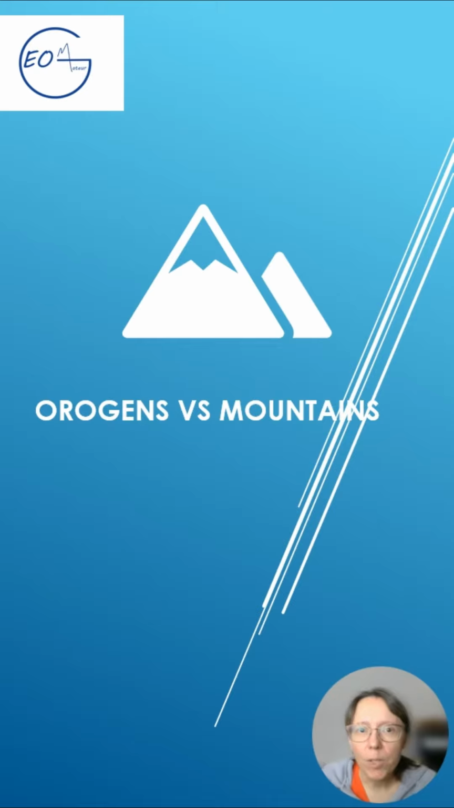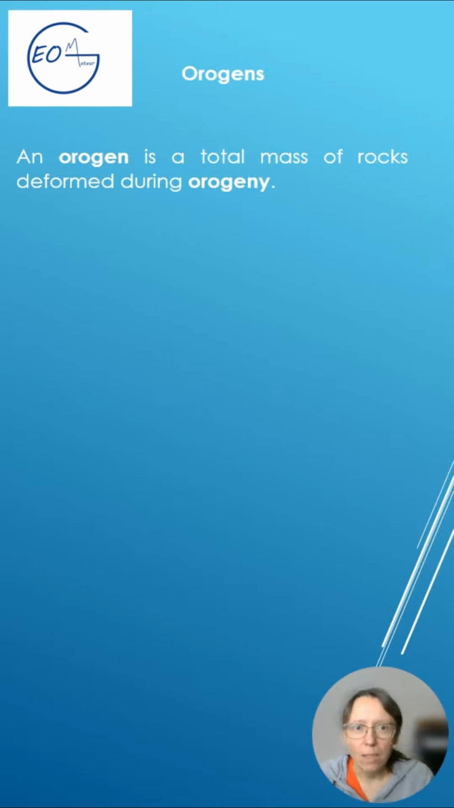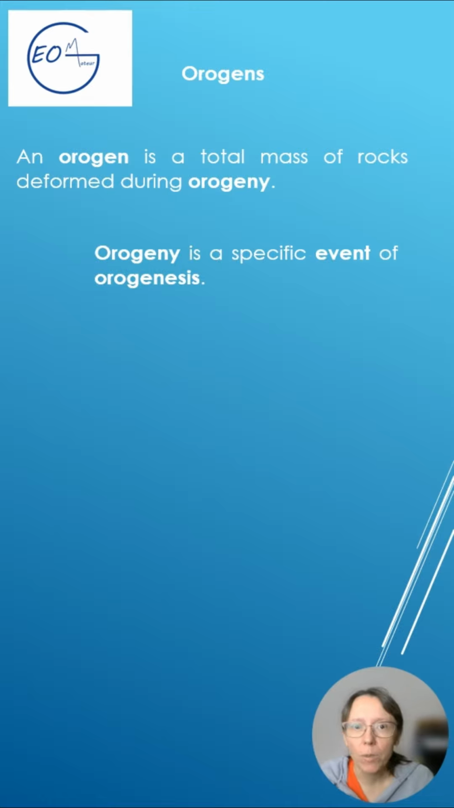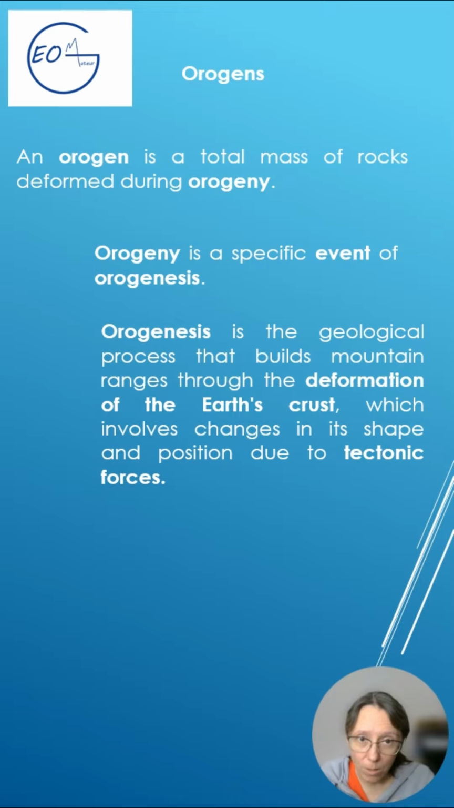Hello, what's the difference between orogens and mountains? An orogen is a total mass of rocks deformed during orogeny. Orogeny is a specific event of orogenesis, and orogenesis is the geological process that builds mountain ranges through the deformation of the Earth's crust, which involves changes in its shape and position due to tectonic forces.